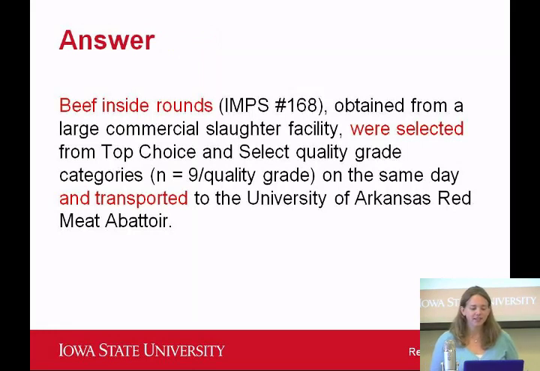Okay, so we've got: beef inside rounds obtained from a large commercial slaughter facility were selected from top choice and select quality grade categories on the same day and transported to the University of Arkansas red meat abattoir. I've underlined some words for you to help you figure out where the sentence is. We've got beef inside rounds were selected and transported. We've got information that introduces our subjects and participants. It tells us, in this case, not really who, right? But what was involved in the study. So in this study we've got some beef inside rounds that were selected and transported to be studied.